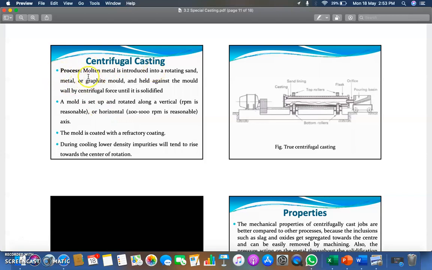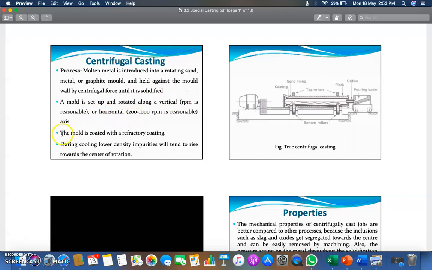Molten metal is introduced into a rotating sand, metal or graphite mold, and held against the mold by the centrifugal force until it solidifies. I will illustrate with the help of a diagram as well, so then you will understand. Basically a mold is set up and rotated along a vertical or a horizontal direction.